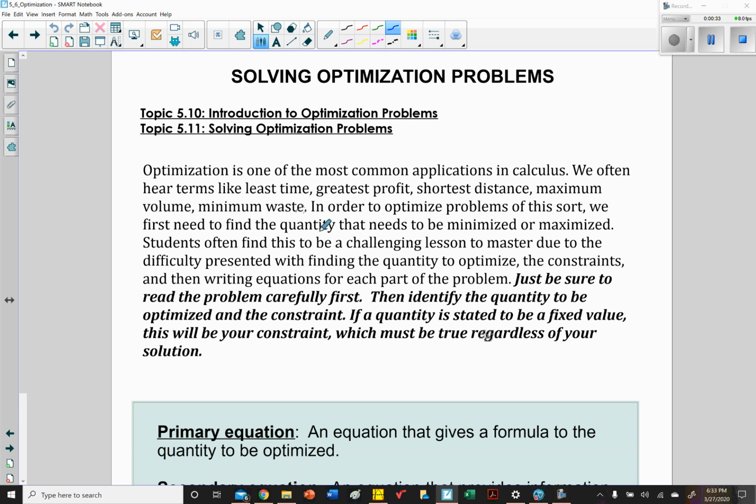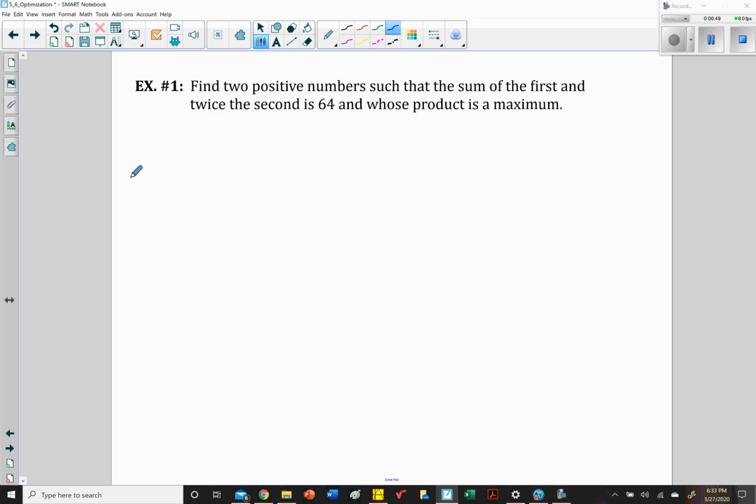Students find it challenging sometimes because of finding what quantity needs to be optimized or the constraints, and then how to write the equations for what they want to find the derivative for. So let's begin with something pretty straightforward.